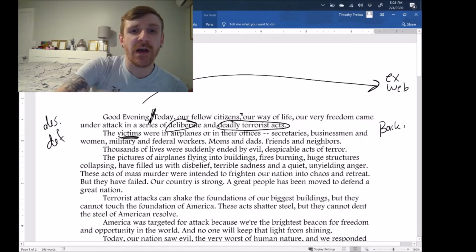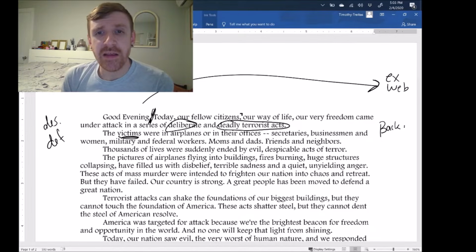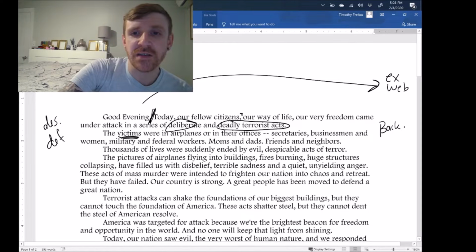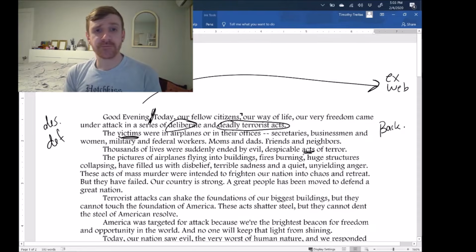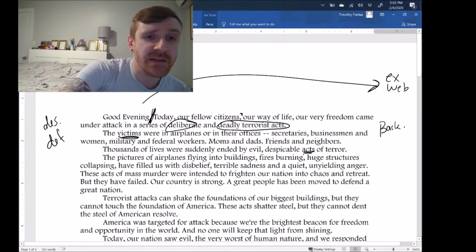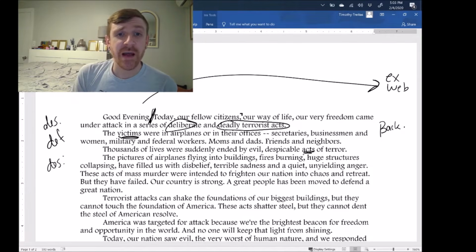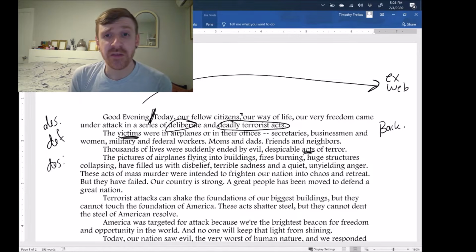As we continue, thousands of lives were suddenly ended by evil, despicable acts of terror. So we see elements of definition because he defines their acts as being evil and despicable. And as we continue, he's going to move back to descriptions of these events. So we see the pictures of airplanes flying into buildings and fires burning, huge structures collapsing have filled us with disbelief, terrible sadness, and quiet, unyielding anger.